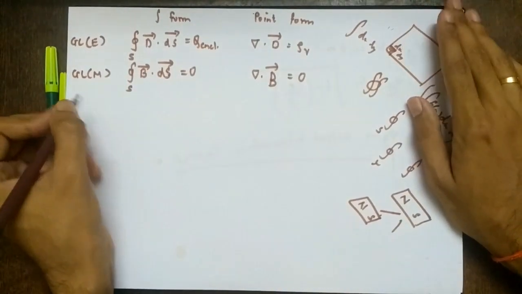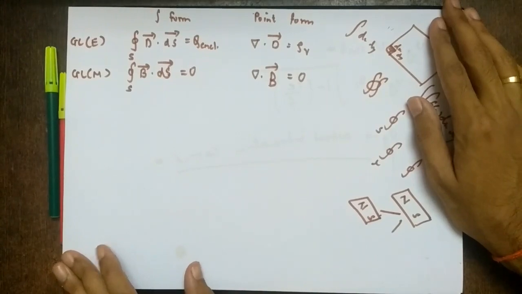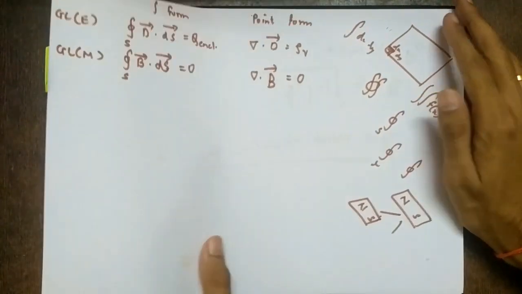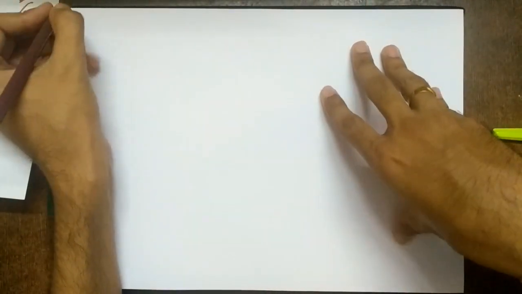Next, further we'll have some more equations. So these are 4 equations so far total. Let's see what is the next topic. Next is Ampere's law.